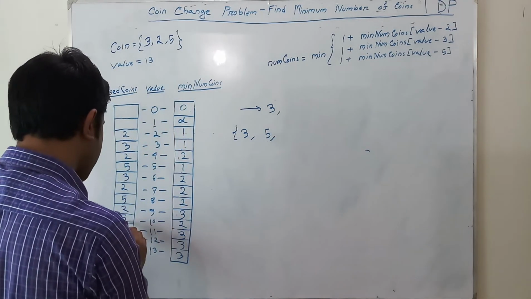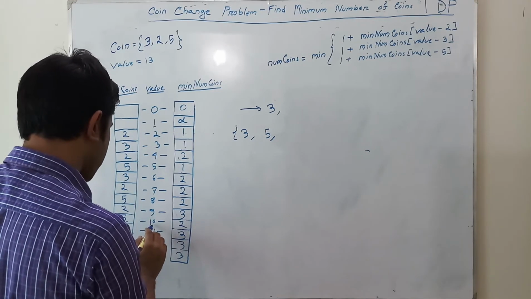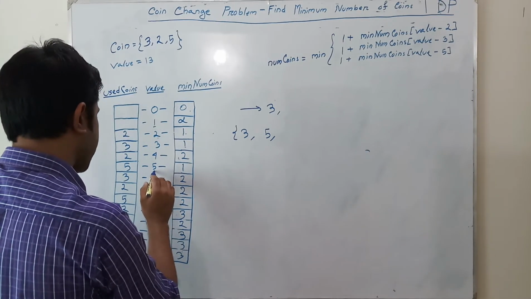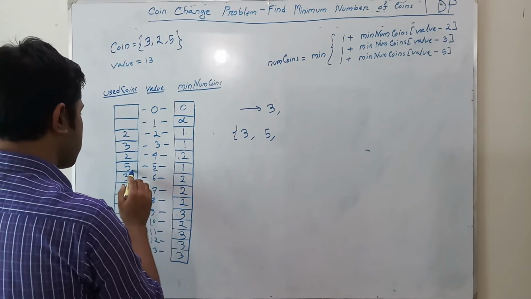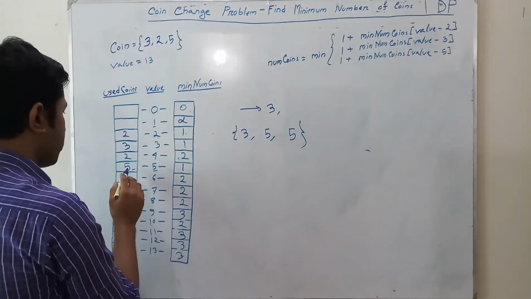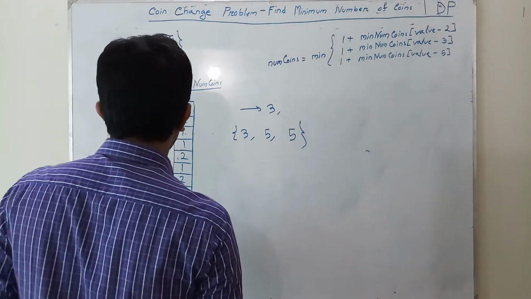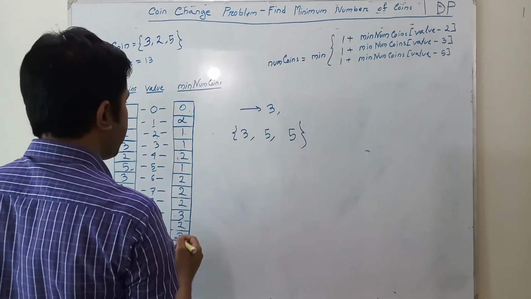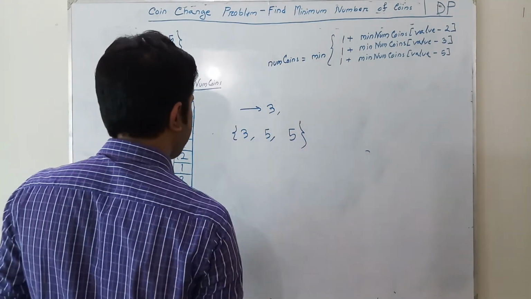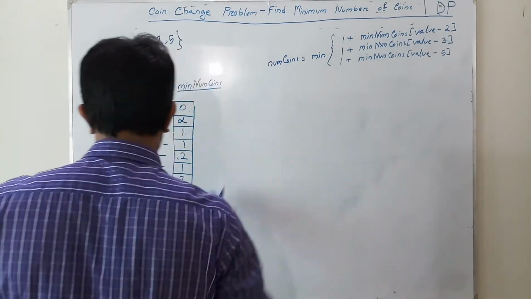As we have used 5, we will subtract it from 10, so the remaining value will be 5. And for 5 we have used another 5, and after using the 5 the value will be 0 and that will end. So to make the value 13 we need at least 3 coins, and those coins will be 3, 5 and 5. Now we will see the implementation of the problem.